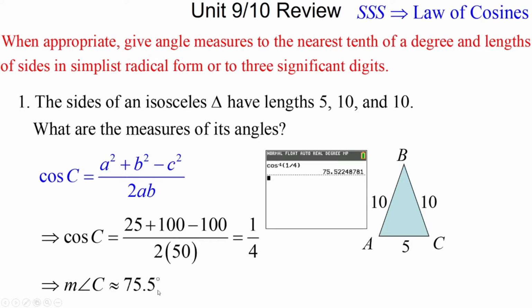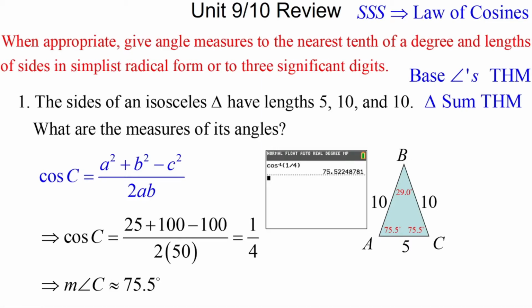75.5 degrees. So if angle C is 75.5 degrees, by the base angles theorem for any isosceles triangle, angle A would also have to be 75.5 degrees, and then by the triangle sum theorem, angle B would be 180 minus both of those angles, which would give us the 29 degrees right there. So that's the same problem using the law of cosines and then a little geometry.